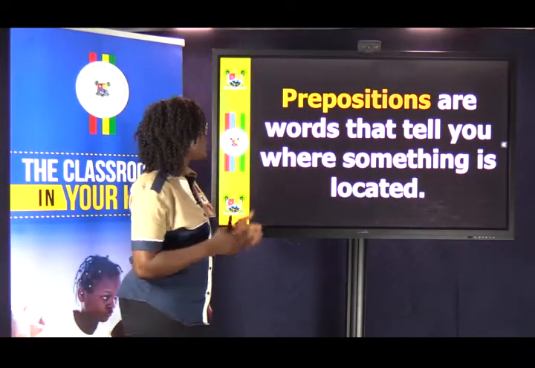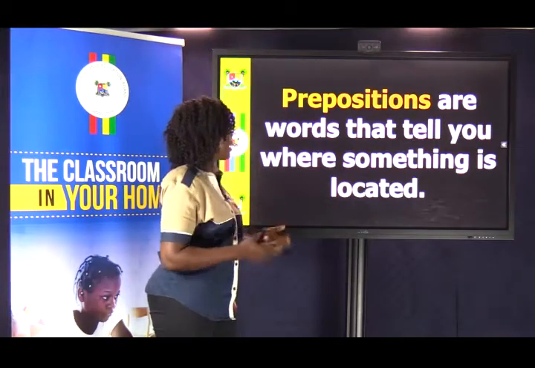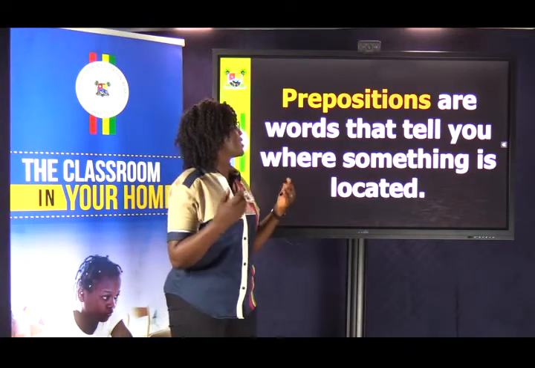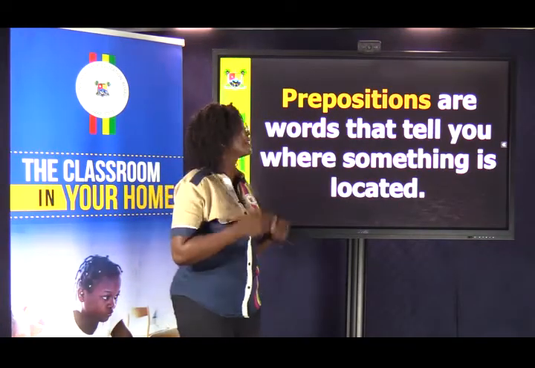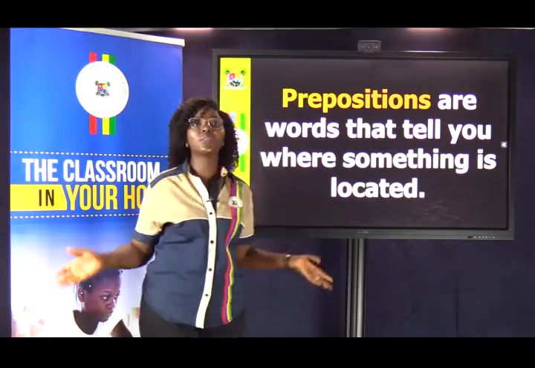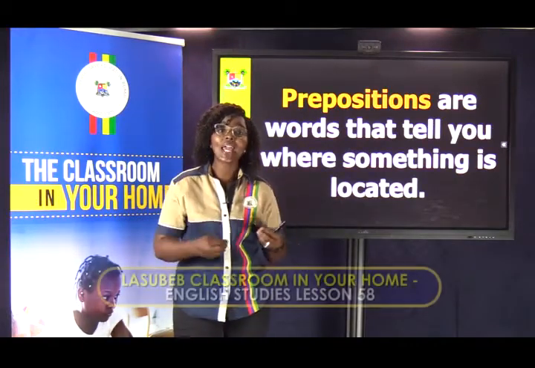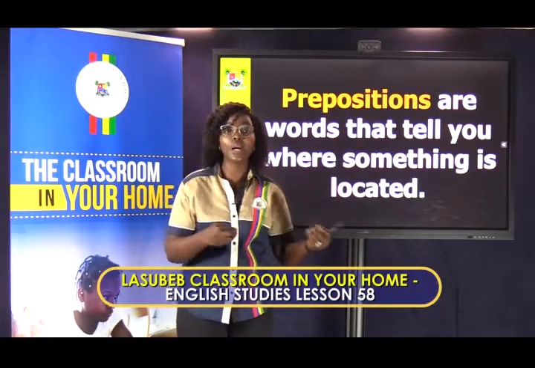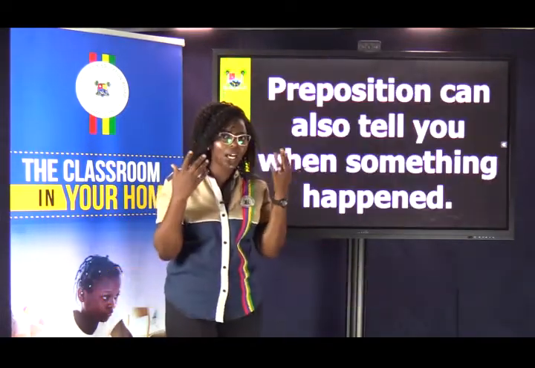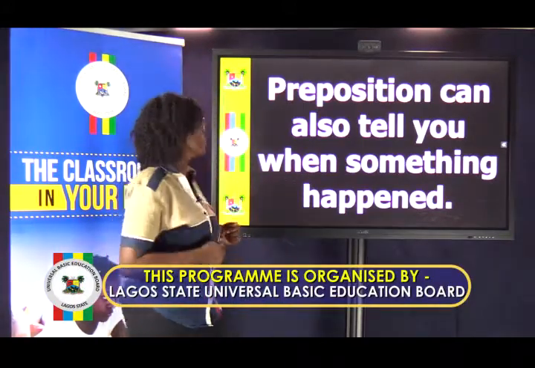But the definition is this. Prepositions are words that tell you where something is located. Again, prepositions. Are you reading along with me? Oh, beautiful. Prepositions are words that tell you where something is located. Where you place something, either in the house, either outside, anywhere. That word that tells you where you put that particular object or where someone is, is a preposition. I'm sure you're beginning to think, okay, what are the examples of prepositions? Don't worry, we will surely look at examples.